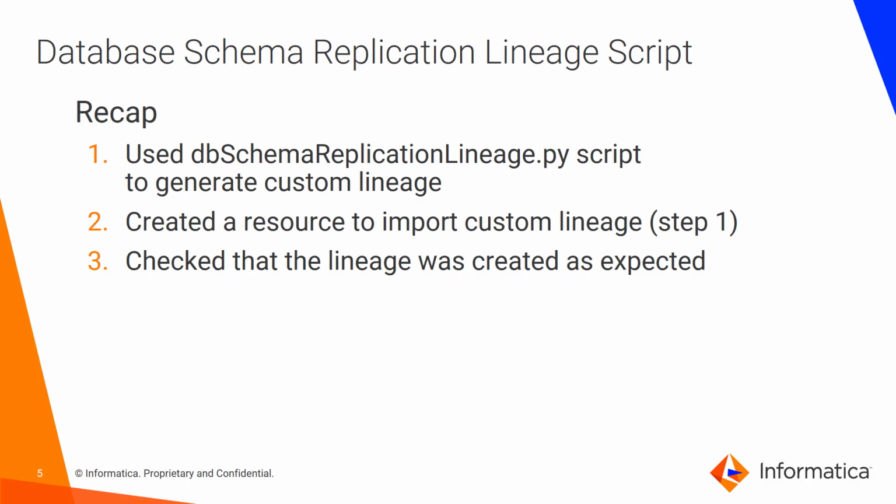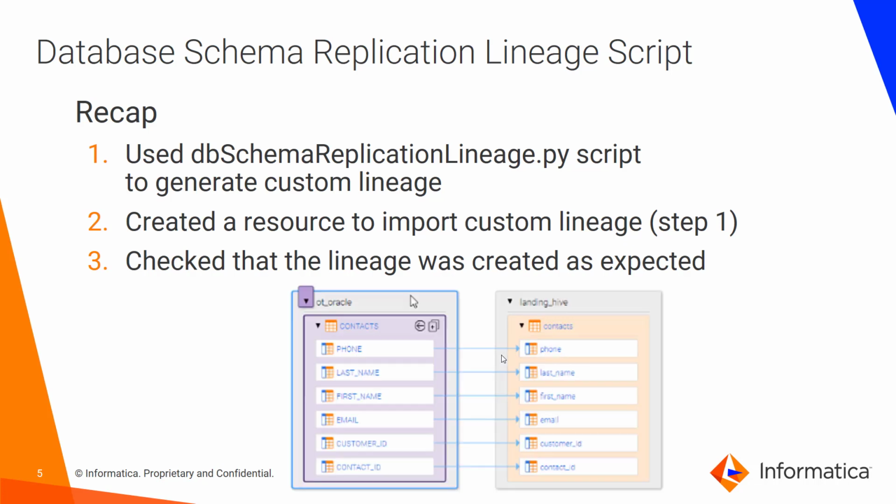So to recap what we've just seen, we used the database schema replication lineage script to generate the lineage file. That lineage file was then used to create a resource and import the lineage. And the last thing we did is we ran the scan and we just waited for the lineage relationships to get created, and we can then see the relationships that we expected. So fairly simple process. And the final result is that we can now see lineage from our source tables in the source schema to the target tables in the target schema. Everything's as we expected. It's all looking good.